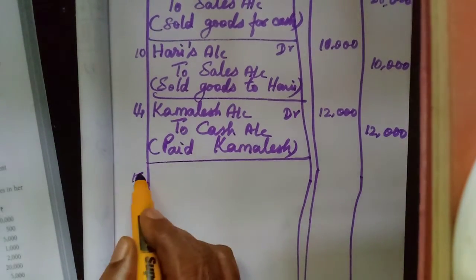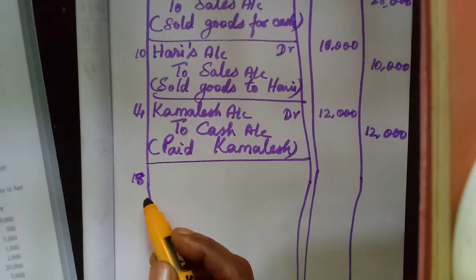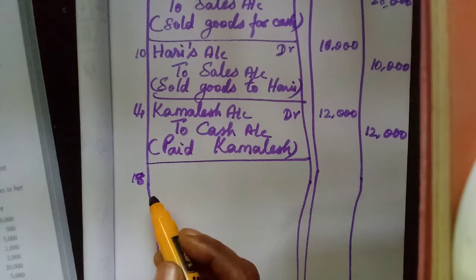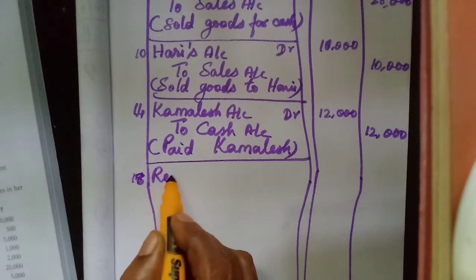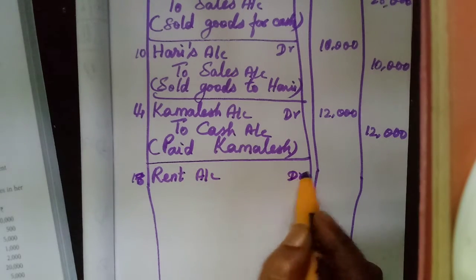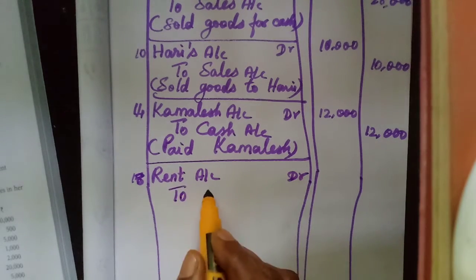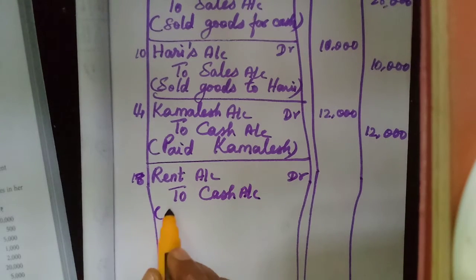Then next one, 8th. Okay, paid rent. Here we pay rent, so rent is an expense. We should debit the rent account. Cash is going out, so to cash account. Narration: rent paid.